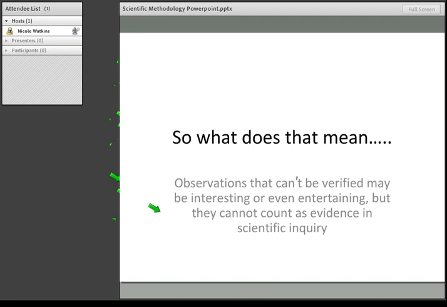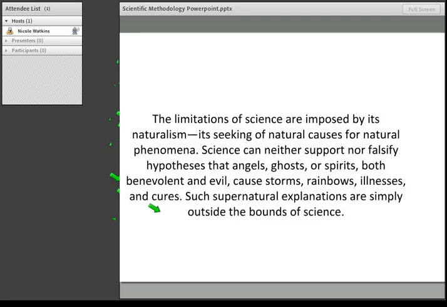So what does that mean? Observations that can't be verified may be interesting. Astrology may be interesting. Your horoscope may be interesting and even entertaining, but it cannot count as evidence in scientific inquiry. There's nothing that we can do to test these ideas. So that is where our limitations of science are imposed because of its naturalism. Science seeks out natural causes for natural phenomena. It cannot support nor falsify any hypotheses that angels, ghosts, or spirits, both benevolent and evil, can cause storms, rainbows, illnesses, or cures. Such supernatural explanations are simply outside of the domain of science.